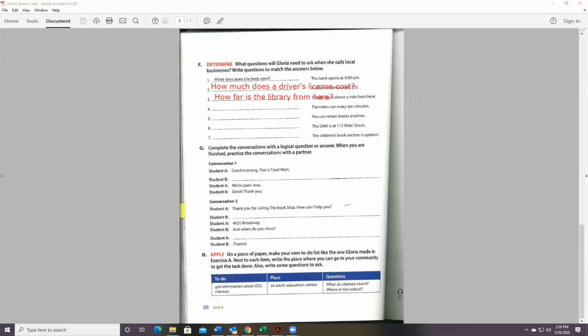Okay, again, I want you to practice. Quiero que ustedes practiquen making the sentences. So numbers 4 through 7, you will do. Ustedes van a hacerlos.